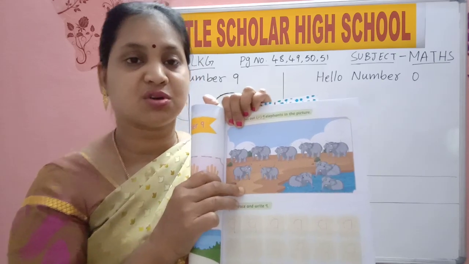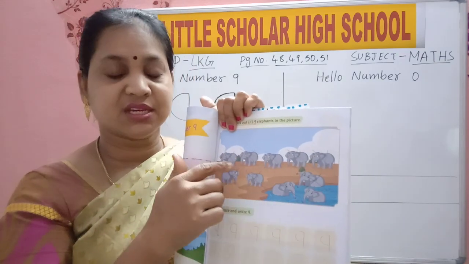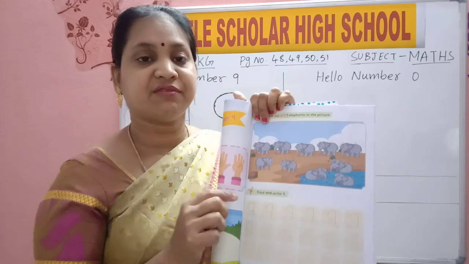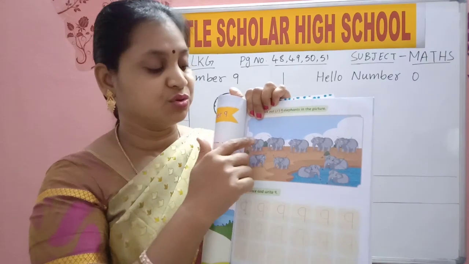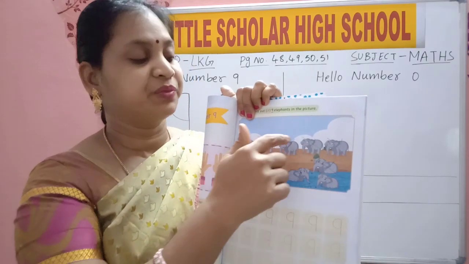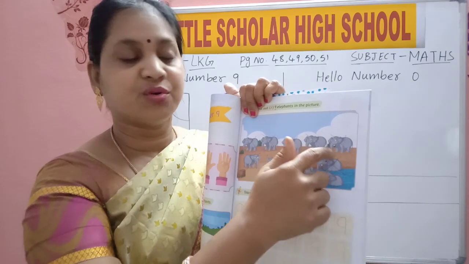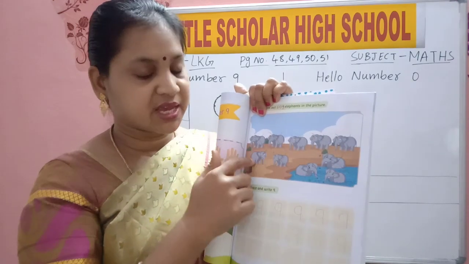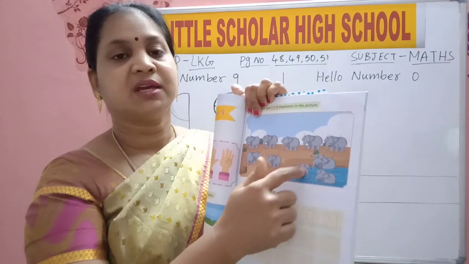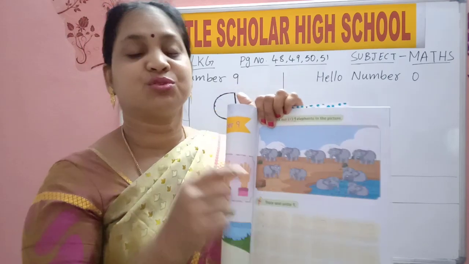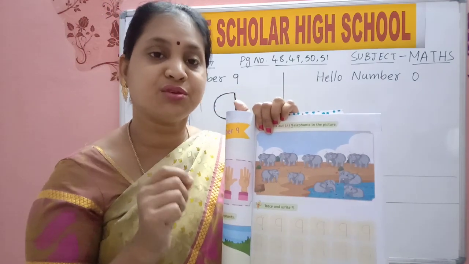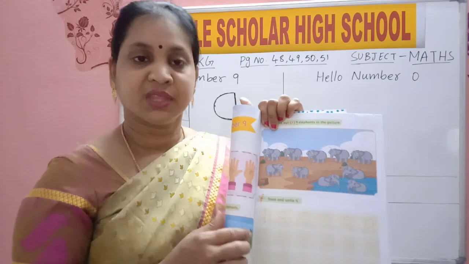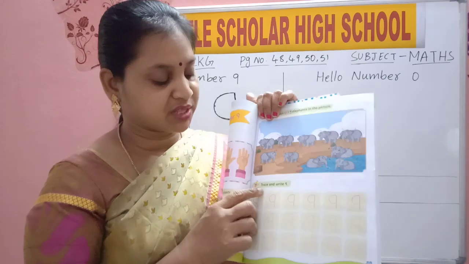Did you finish crossing in your textbook? Did you cross the elephants? 9 elephants. You should count and do: 1, 2, 3, 4, 5, 6, 7, 8, 9. You should open your mouth. You should count and do. Then only you will do correctly. Did you finish? Now what did they give?